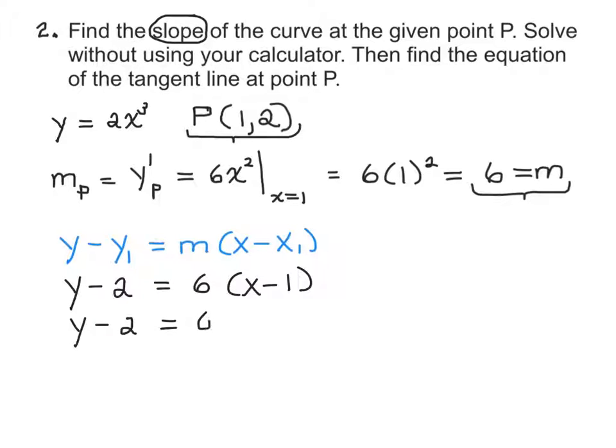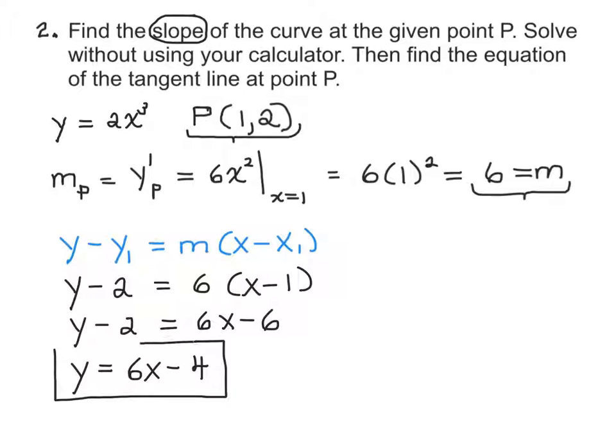So distributing the 6, we get 6x minus 6 on the right. And if I add 2 to both the left and the right hand side of the equation, I get y is equal to 6x minus 4. So here's my final answer. This is the equation for the tangent line. And of course, the initial part of the problem was finding the slope. So there we have it. We have our slope, which is 6, and our tangent line, y equals 6x minus 4.